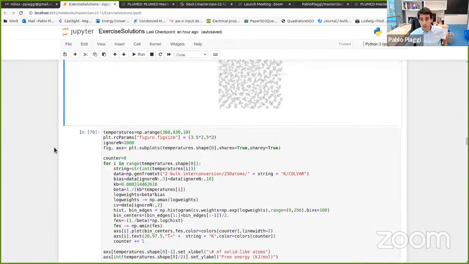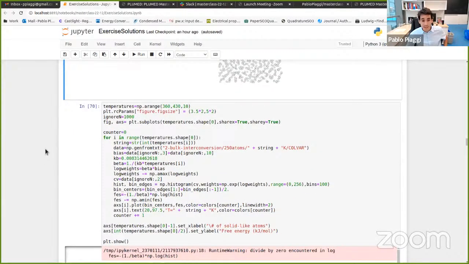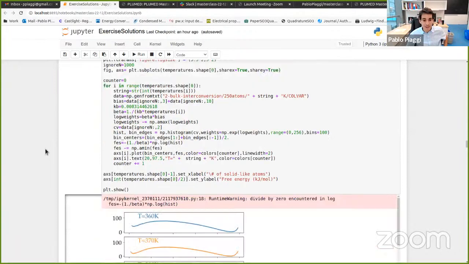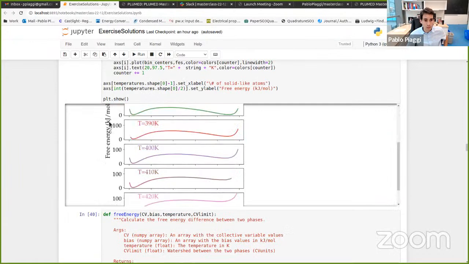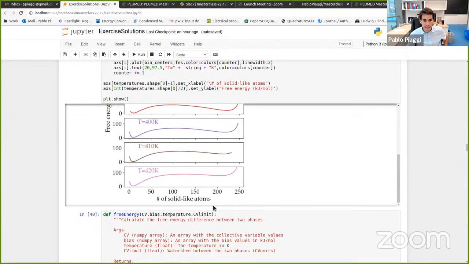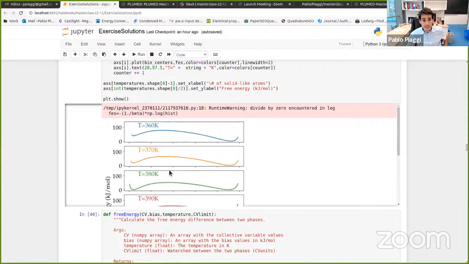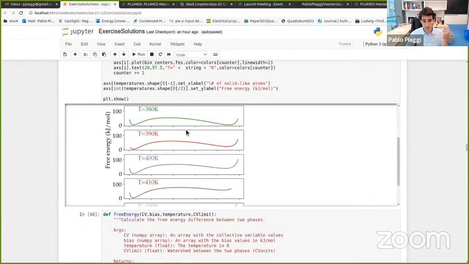Okay, so once we have these very nice simulations, we can analyze them. Perhaps the most straightforward thing to do is to calculate the free energy surfaces as a function of the collective variable that we used for biasing. This is what I'm showing here. So we have free energy in kilojoules per mole versus the number of solid-like atoms at different temperatures. And what you can see is that we have at all temperatures two basins, but they shift in stability as one changes the temperature. Initially at 360, the solid is more stable. And as we go to higher temperatures, of course, the liquid becomes more stable.